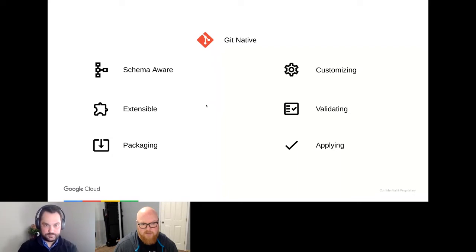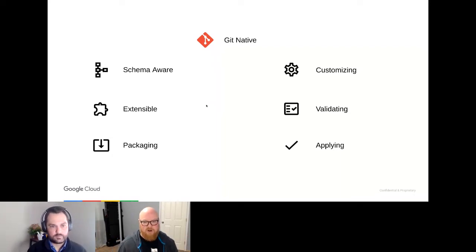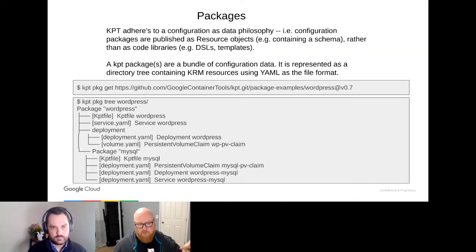Like I mentioned, it adheres to the configuration as data philosophy, where your configuration packages are these KRM resources that you create. Because it's declarative, like all Kubernetes resources, you're defining what you want the state to look like. Then you bundle all these into a package and put it into your Git repo. But you can also pull in other sub packages, or packages from other sources, into your package.